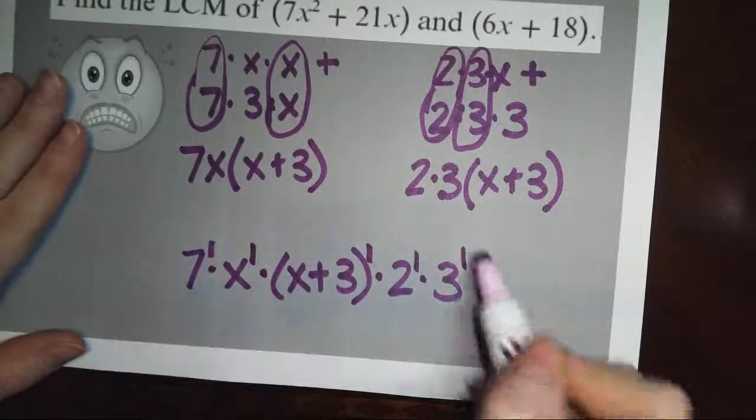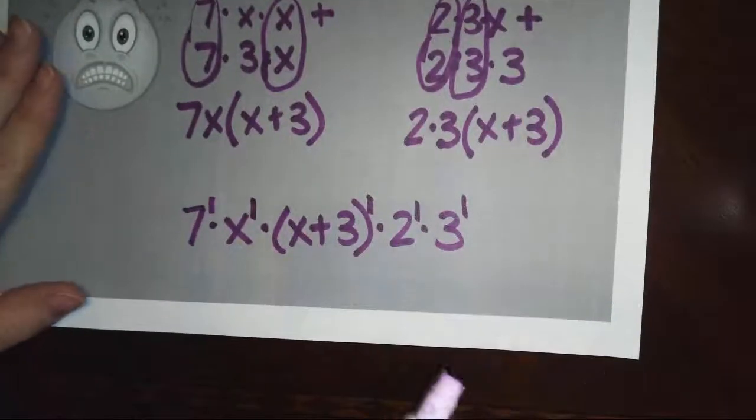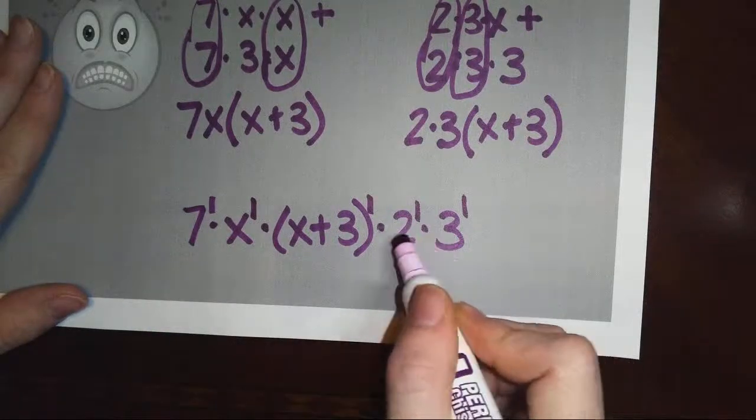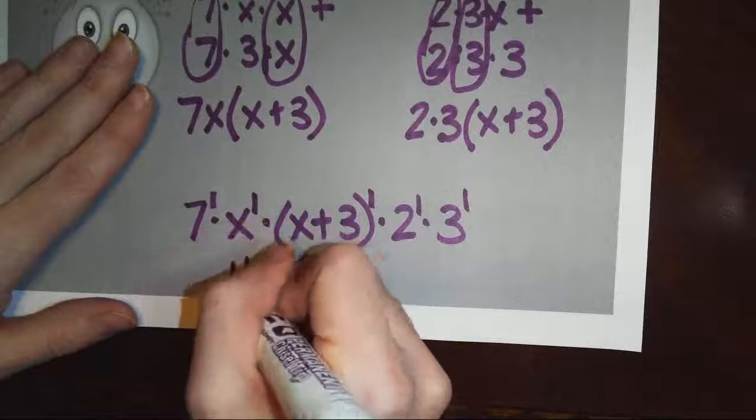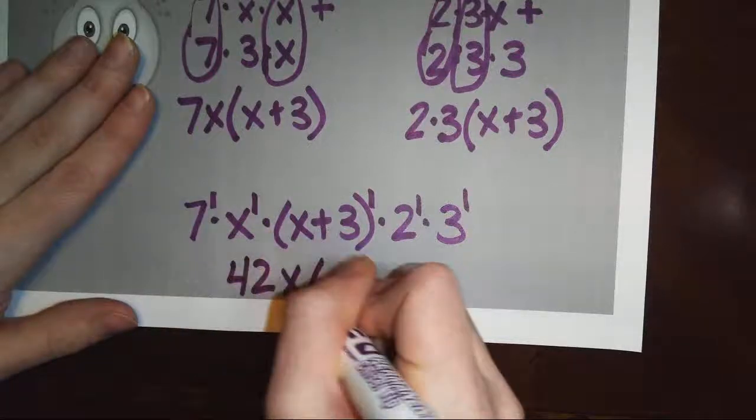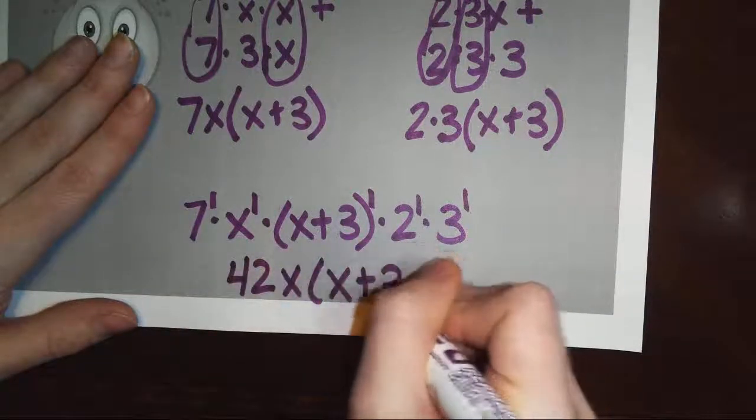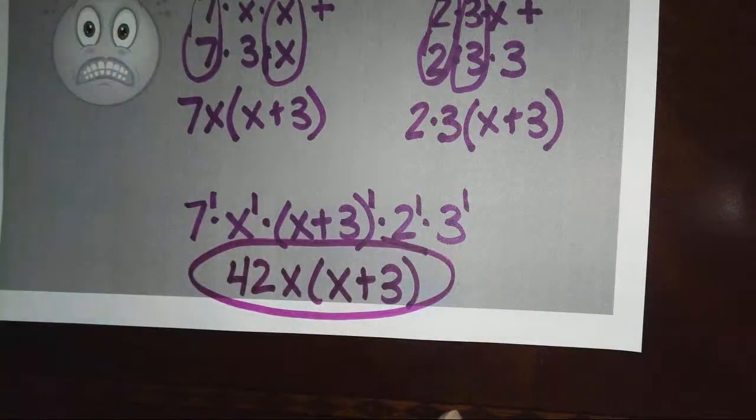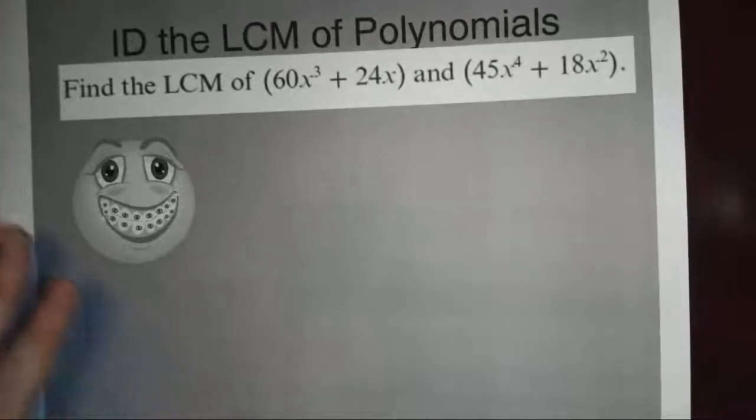Now once we simplify this, it will give us our least common multiple. So I'm going to take 7 times 3, which is 21, and then times 2 will give me 42. And then I have x times x plus 3. And this is my least common multiple. Now we might not have time to finish this very last one, so it's something that you may have to finish in your notebook on your own.